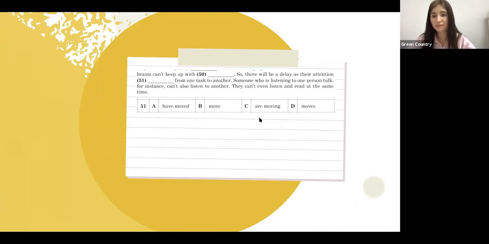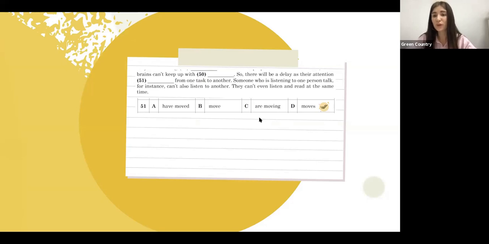51. So there will be a delay as their attention. Again, grammar. Who can give the correct answer? Be careful because we need the grammar for the verb for the word attention. Okay, it's option D. Let's analyze why. The word attention is a non-living, abstract noun, and it's always it. Attention, it, is a singular noun. So if we have a singular noun, we need to change the verb. Move, we add the ending S in he, she, it. It, attention. Why not A?